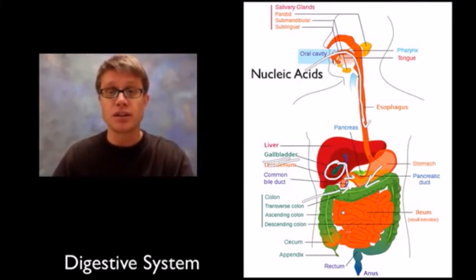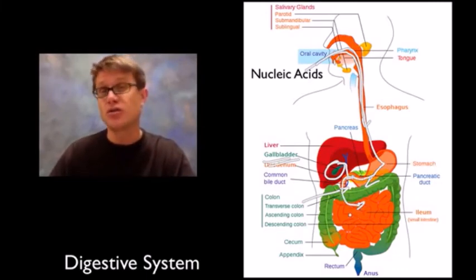Or if we move to another one, let's say we're breaking down nucleic acid. Well, we're not going to do much here, but we're going to break down a lot of those nucleic acids in the small intestine using nucleases that are produced in the pancreas.